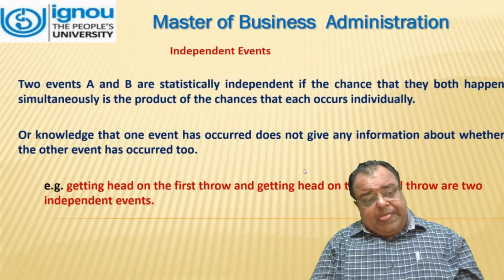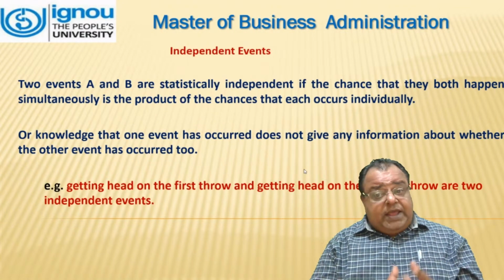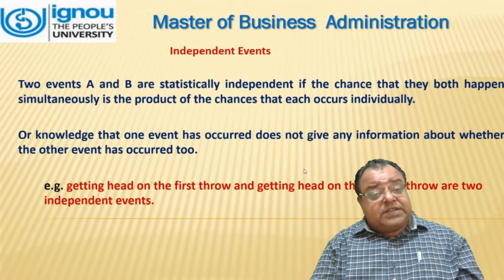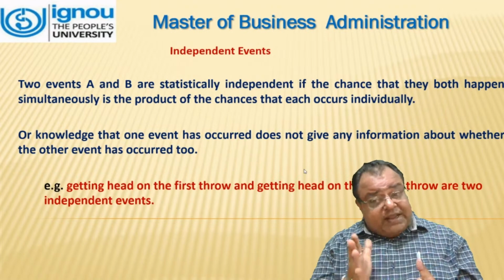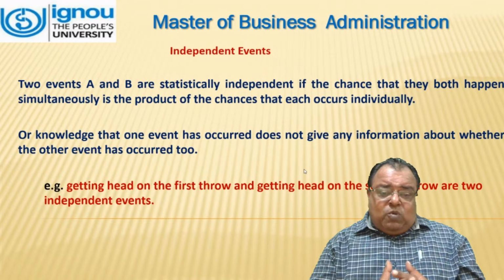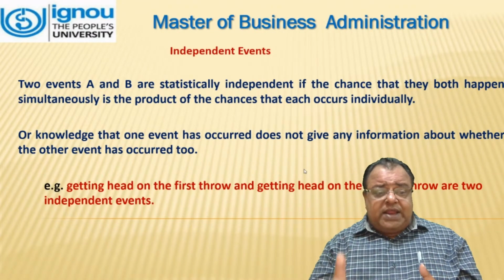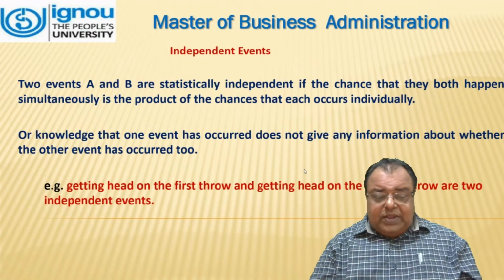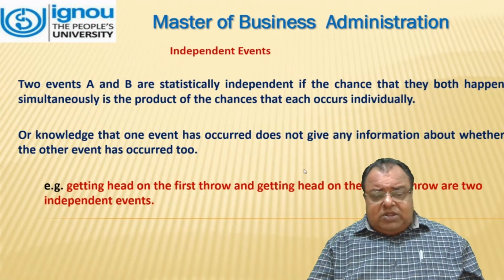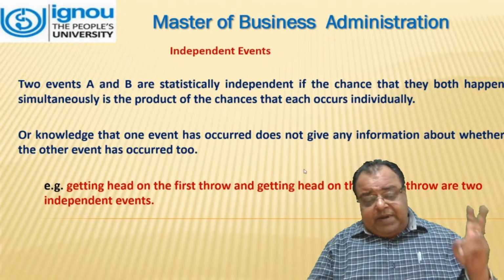Independent events. Two events A and B are statistically independent if the chance that both happen simultaneously is the product of the chances that each occurs individually. Now, knowledge that one event has occurred does not give any information on whether the other event has occurred too. Let's see an example. Getting head on the first throw and getting head on the second throw are two independent events.